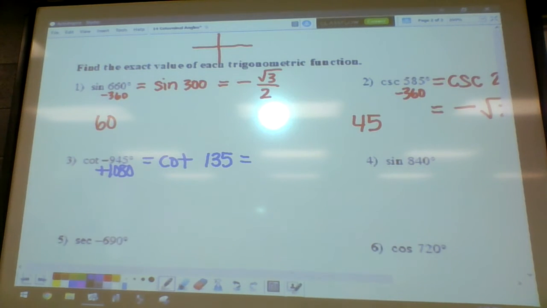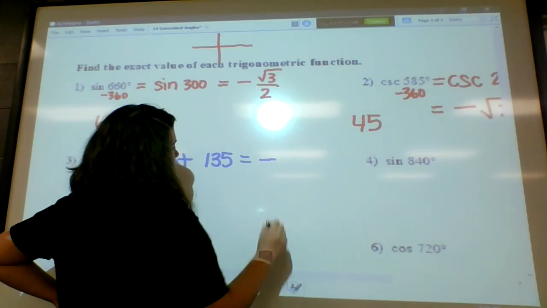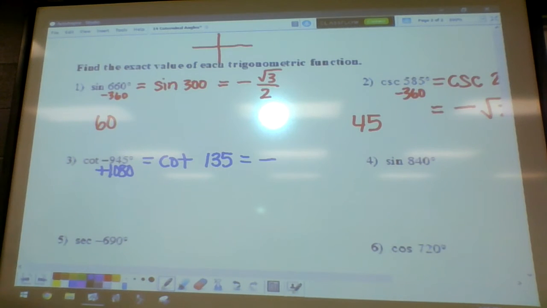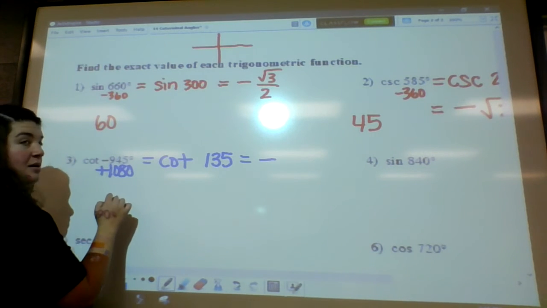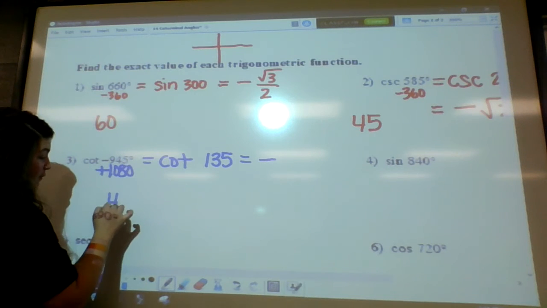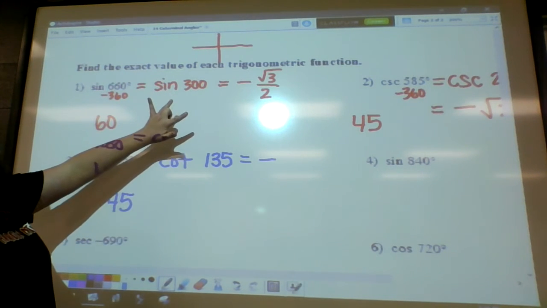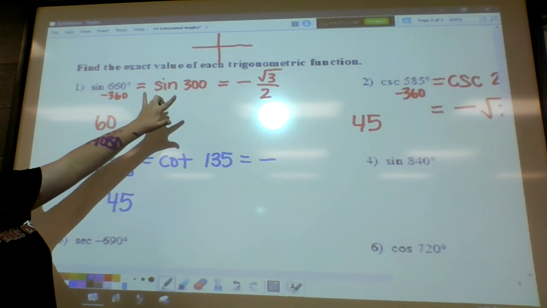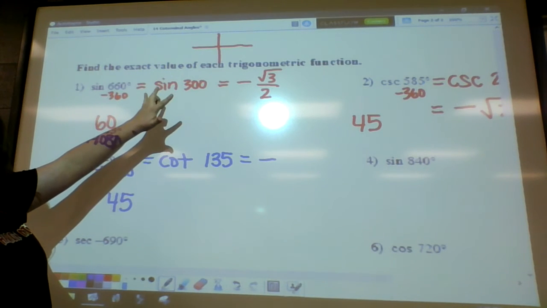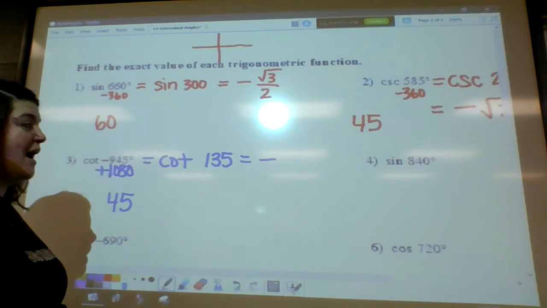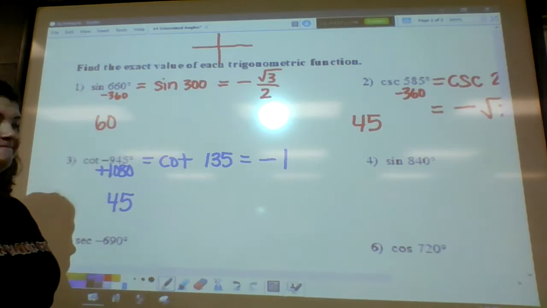Negative. It's in Q2, right? And cotangent is negative in Q2. All right, and then what's the reference angle? A 45-degree angle. And so if you think about your little hand trick again, right? 45 in the middle. Cotangent is cosine over sine. Well, on 45, they're exactly the same. So when you divide them, you'll get 1.